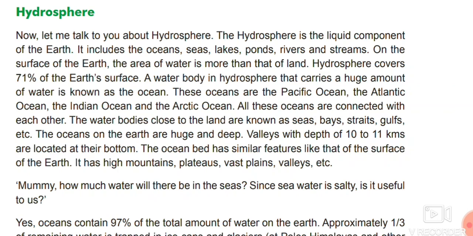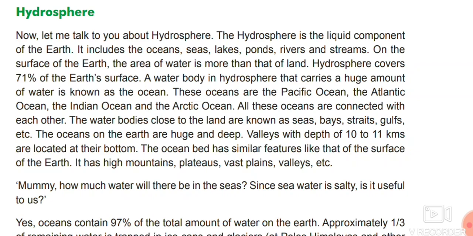The water bodies close to the land are known as seas. Now, oceans से थोड़े छोटे और वाटर बॉडीज जो लैंड के नज़दीक हो उसे हम कहते हैं सीज. क्या कहते हैं? सीज, बेस, स्ट्रेट्स, गल्फ्स एक्सेट्रा. सीज यानी कि अरेबियन सी है, मेडिटेरियन सी है, गल्फ ऑफ मन्नार है, सुना है ना ऐसा कभी नाम? बे ऑफ बंगाल है, राइट?